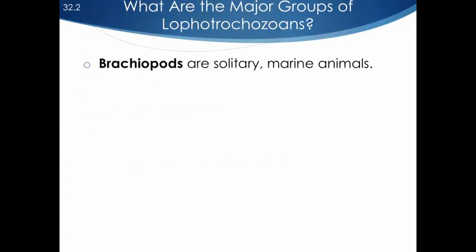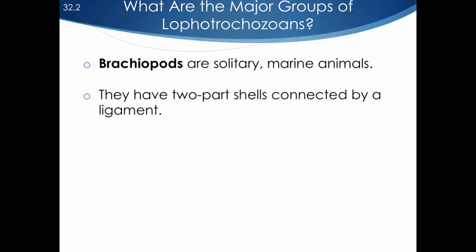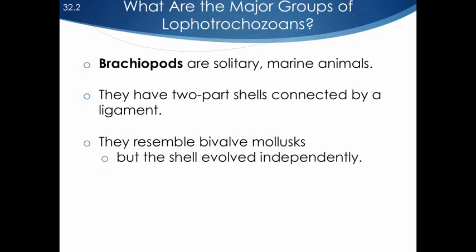So now we're going to talk about brachiopods, which are solitary marine animals. So they're not exactly sessile. They can kind of move around, but they don't really move to and fro. They kind of just move their body parts more. So they have two-part shells, which are connected by ligaments. They resemble bivalve mollusks, but their shells have evolved independently, so they're not exactly mollusks.